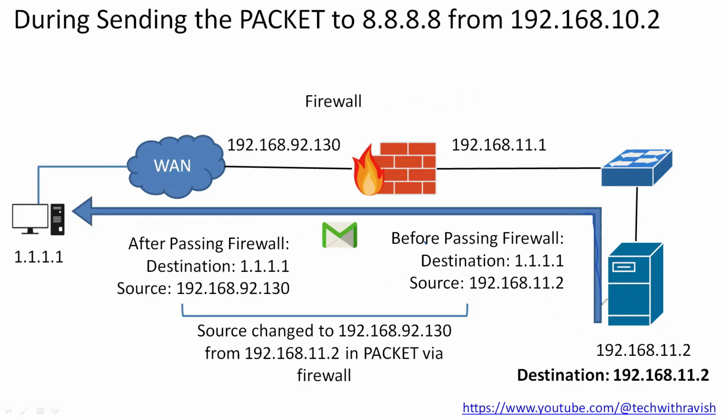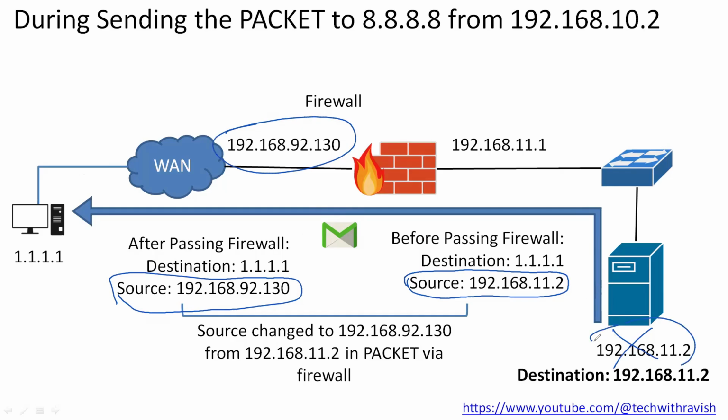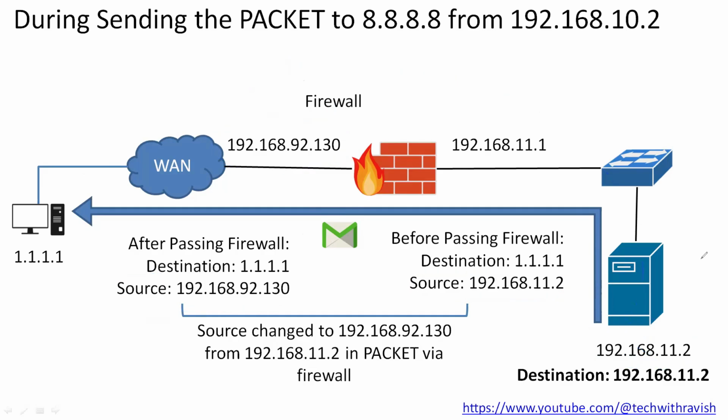when the packet is sent from the server to the user? The source 192.168.11.2 will be changed to 192.168.92.130, because on the internet this IP address will not be exposed, but my public IP address should be exposed. That is why this IP address should be translated to 192.168.92.130 in the header. Okay, this is how destination NAT works.